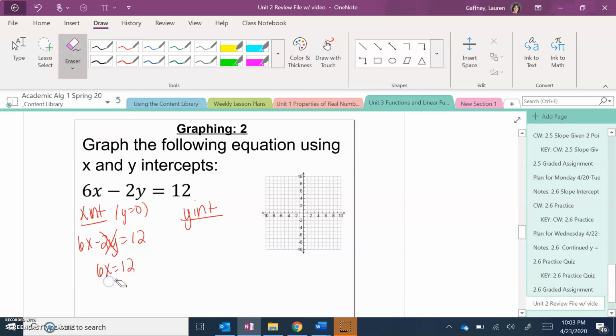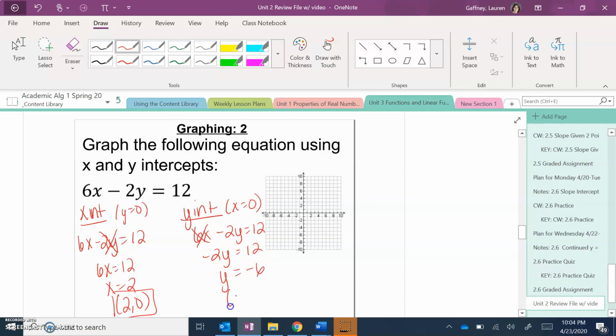Let's write that as an ordered pair. So 2 comma 0. Here, x equals 0. So if we let x equal 0, that's gone. Now don't lose the negative with that 2 there. So divide both sides by -2, and y is -6. That's the ordered pair 0 comma -6. So we can plot that. 2 comma 0 is here, 0 -6 is here, and connect those.